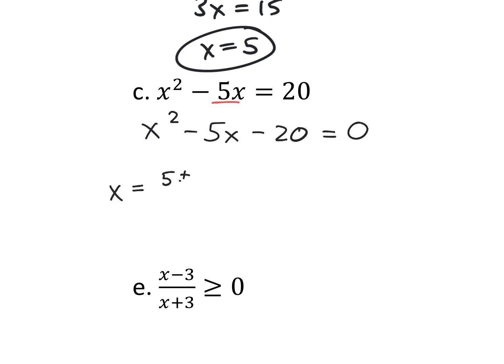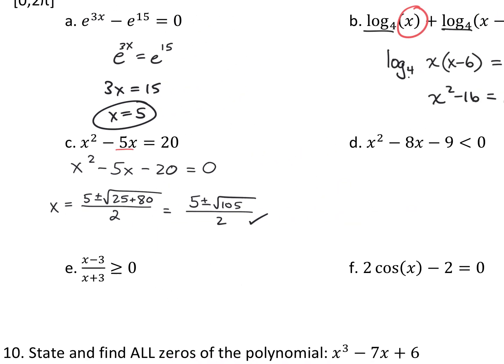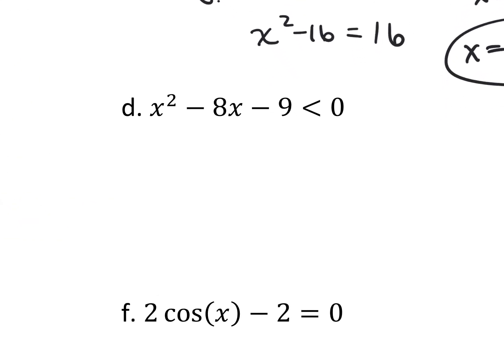So 5 plus or minus the square root of 25 plus 4ac. Now that is a plus because our c value is negative. All of this is divided by 2. So this is going to be 5 plus or minus the square root of 105 all over 2. And I'm thinking about 105. I don't think it will break down any further. I think we are good there. So let's just look at 3 more here, and we'll finish these up.